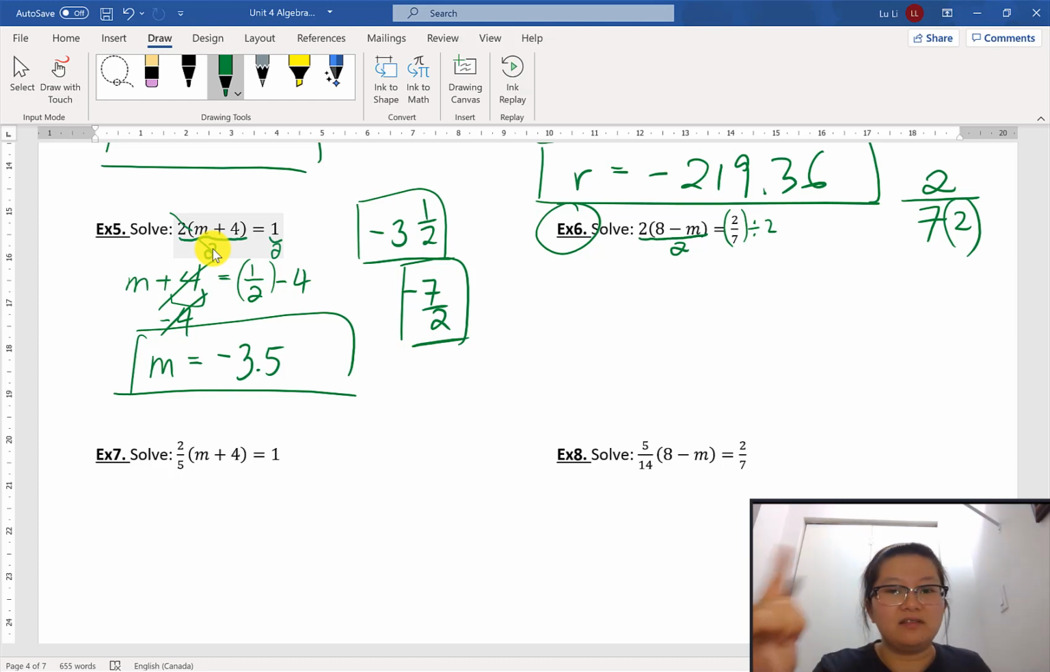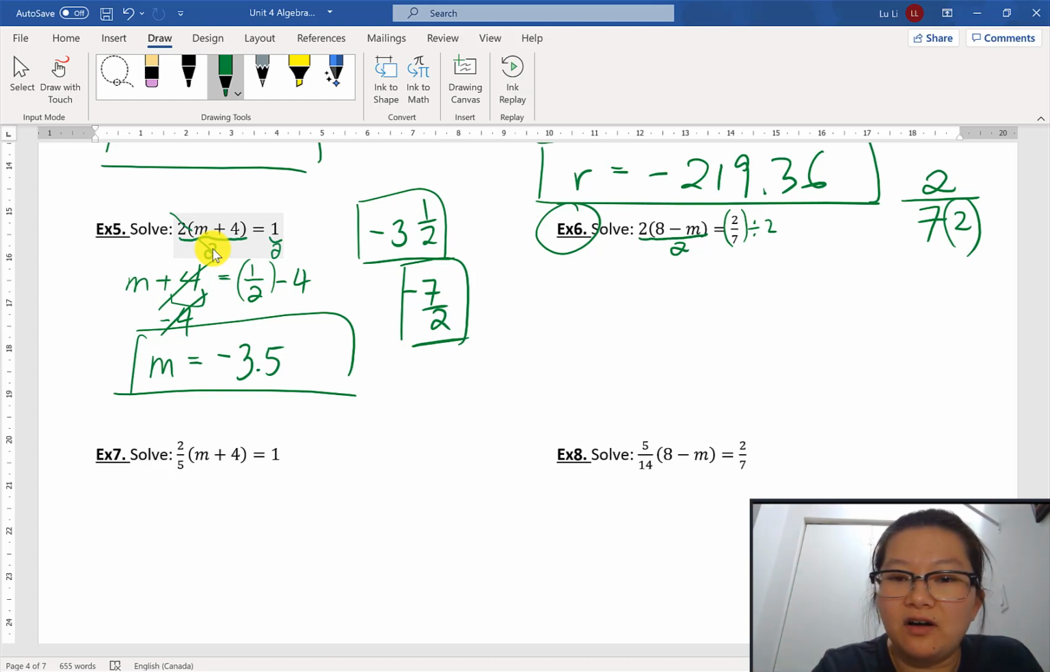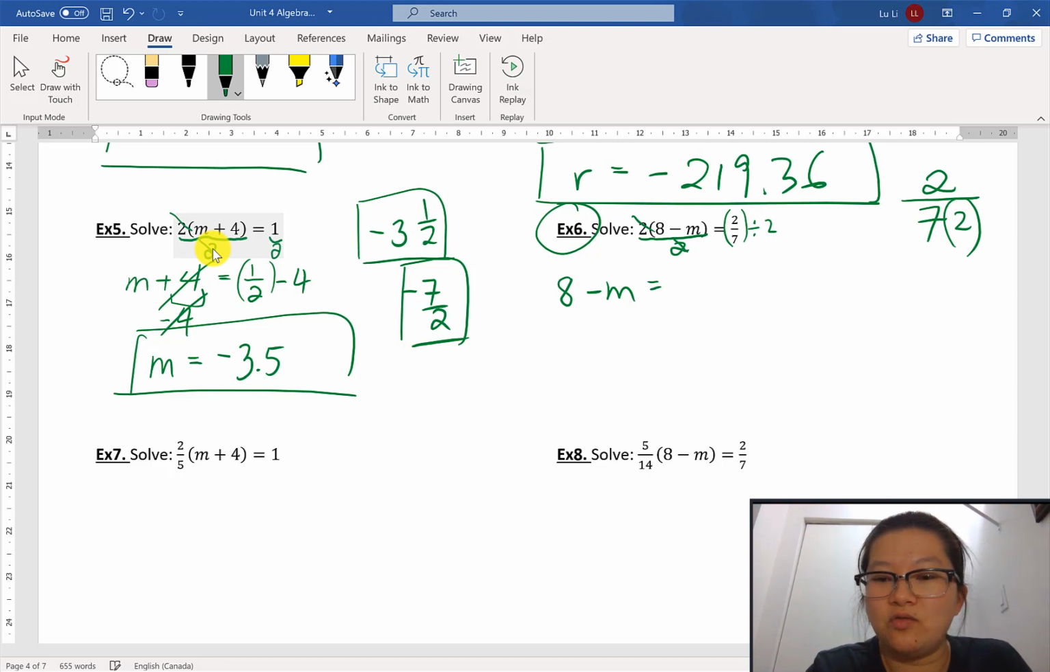If you don't believe me, let's work this out, okay? First of all, this 2 here cancels. I'm left with 8 minus m on this side of the equation. On the other side, I get 2 over 7 divided by 2. We learned before that dividing by a number is like multiplying by the reciprocal.